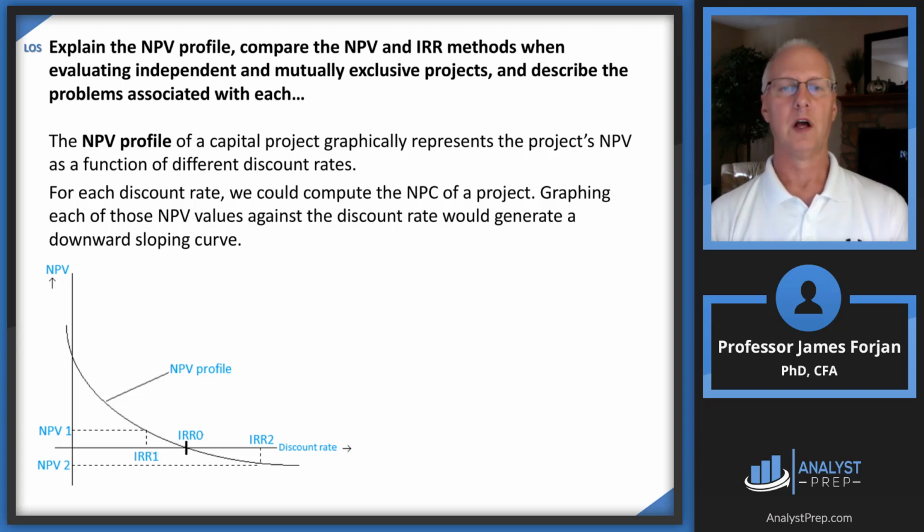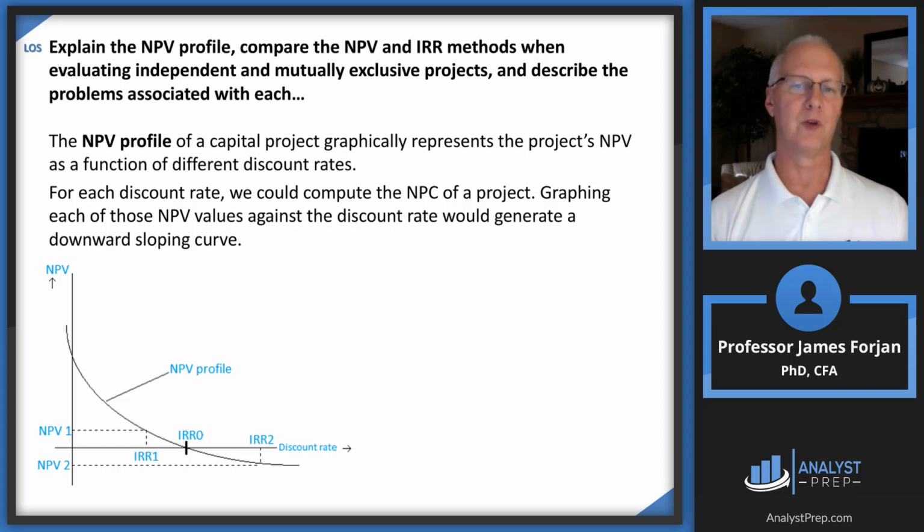This is important. The NPV IRR profile is always downward sloping because as the discount rate increases, the net present value falls. So therefore, it is downward sloping. Now, a couple of different things here. Notice that the intersecting point on the horizontal axis is the IRR. That's the special discount rate that forces the net present value to be zero.